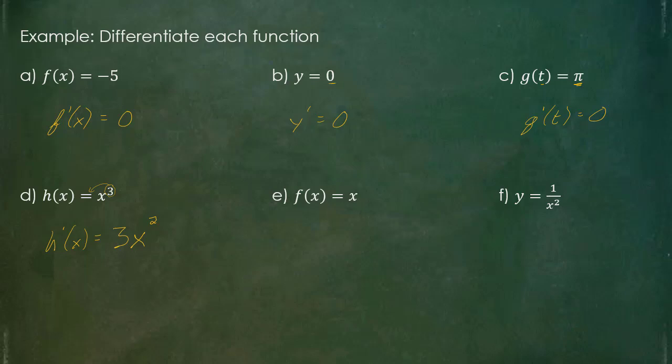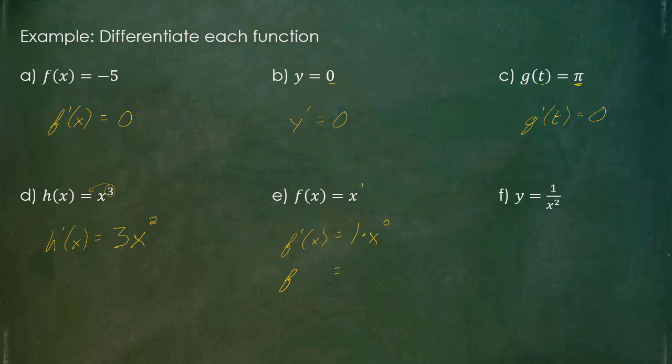Next one, f of x equaling x. Keep in mind there was always an imaginary power of 1 in that area if you don't see a power. So with this one, that power of 1 is going to move out front, and then the power will decrease by 1. So f prime of x in this case will equal 1 times x now to a power of 0.